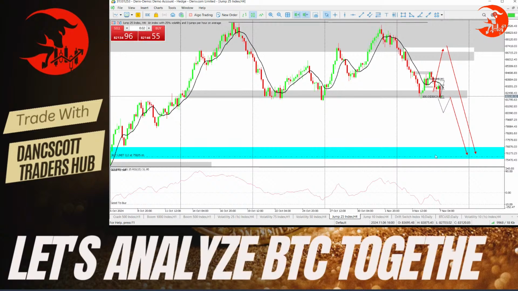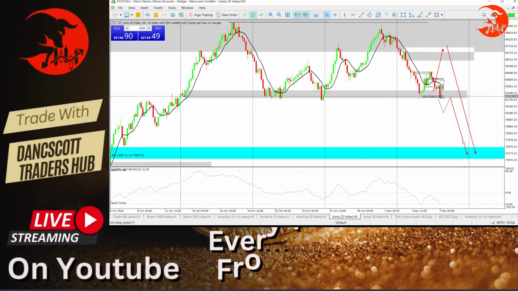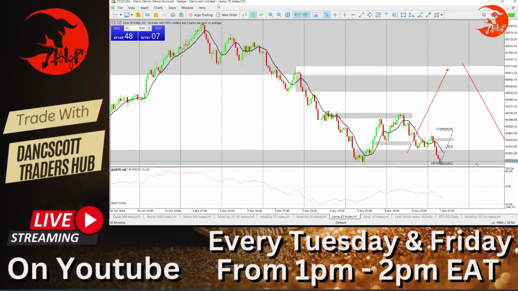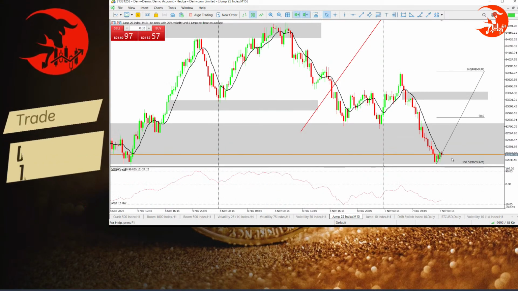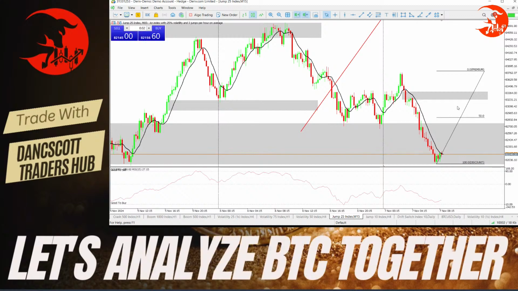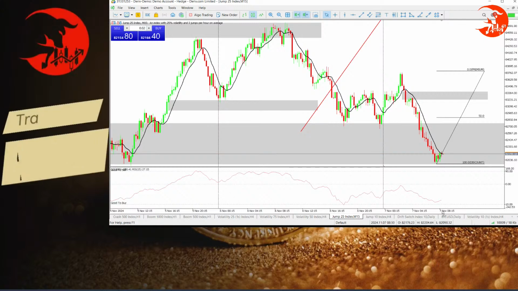You already see I have my buy limit here, waiting for buys whenever price reaches that level. But on H1 and M15, we'll be looking for this pullback on the lower time frame. Then later on we make our sales again.